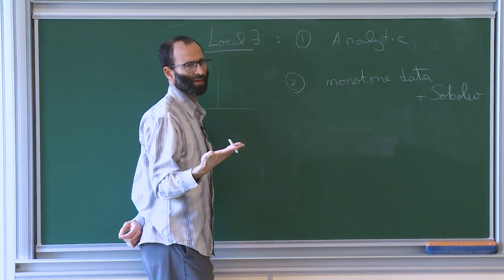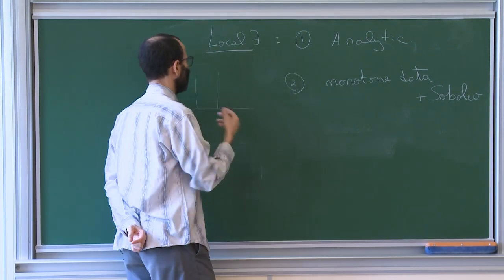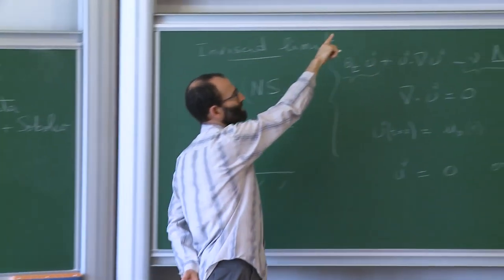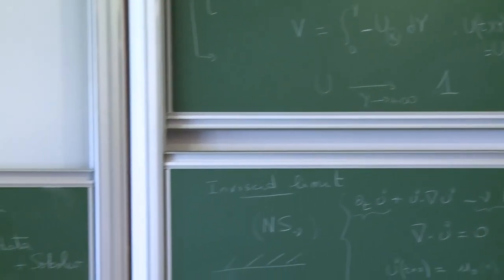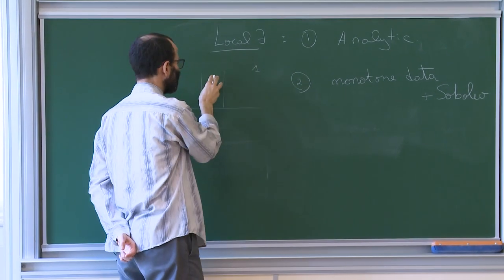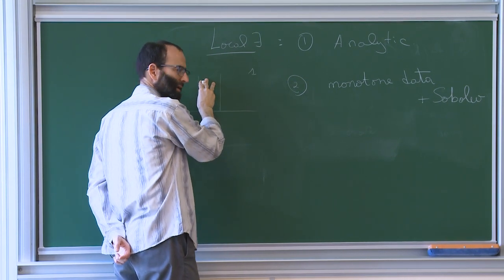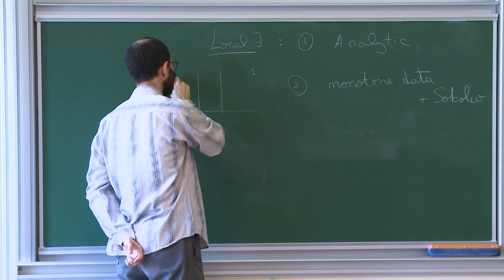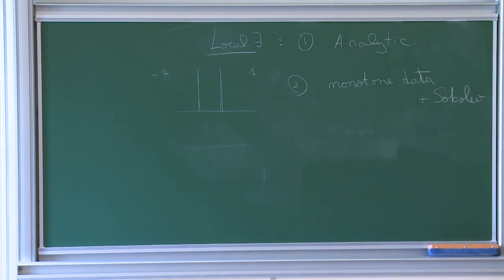And the interesting thing about this is that you can allow, like here, the limit here is 1, for instance. So I can allow here a region where my limit is 1, here my limit is minus 1, and then in the middle, I am analytic in x. So here I am monotone, here I am monotone, and you can match. This is one extension.